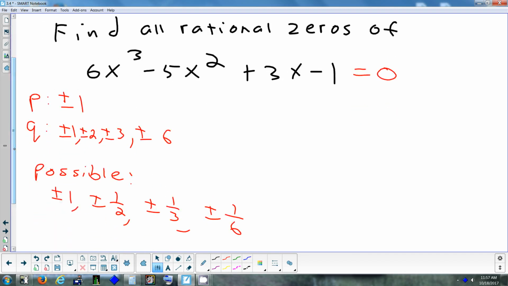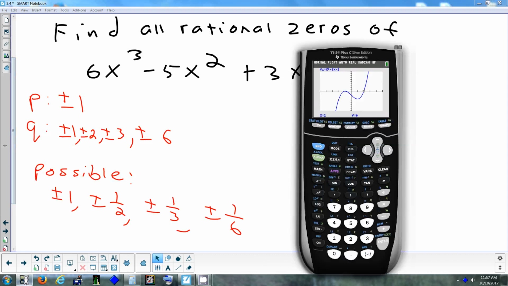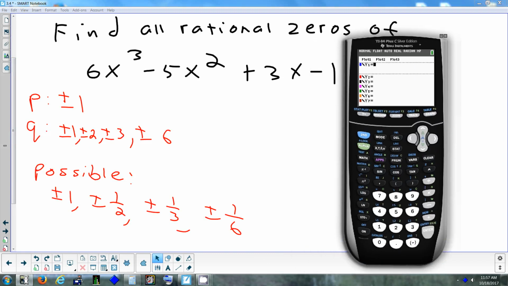Okay. So let's, well actually you tell me, how do I narrow that list down? Graph it. Okay. Graph it. So we've got 6x cubed minus 5x squared plus 3x minus 1. Now, I only need to look between, the biggest number in this list is 1. The smallest number in that list is -1. Right now, I'm looking between -5 and 5. That's okay. I'm looking further than I need to. Focus on what's in here.